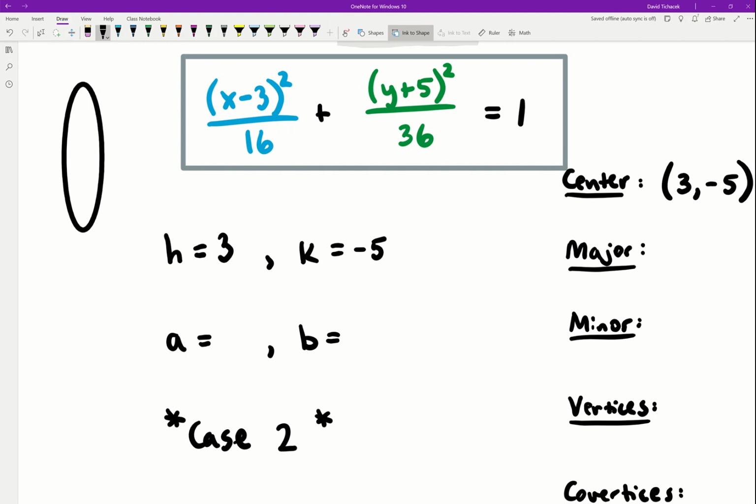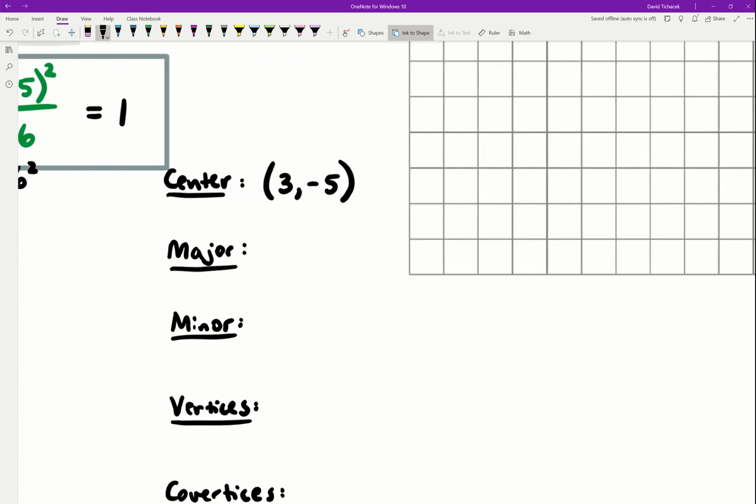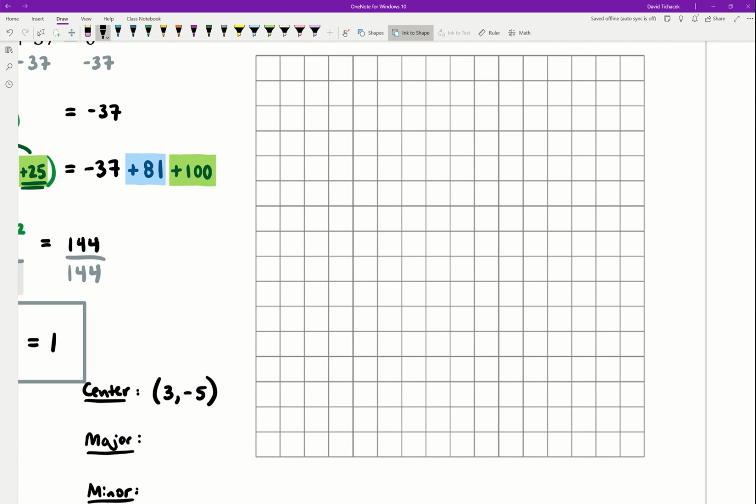And so the numbers that you square to get 16 and 36, of course, that's going to be 4 squared and 6 squared respectively. A is always the bigger number, so that means that playing the role of A is going to be a 6, and playing the role of B is going to be 4, okay? And so again, once you have these values, now what we'll do is we'll come over here to the grid, and we'll start drawing that picture.